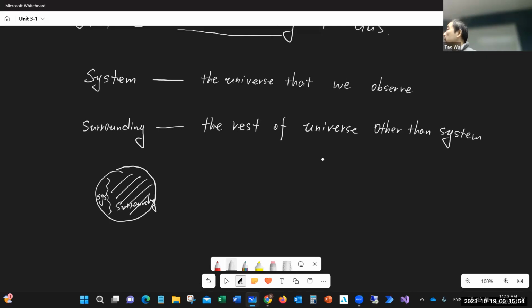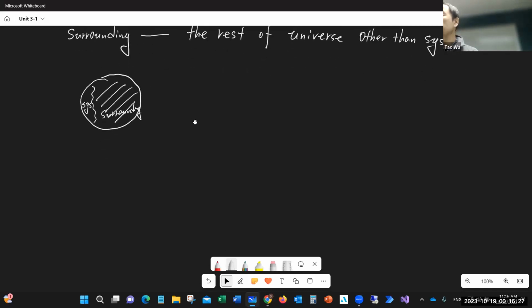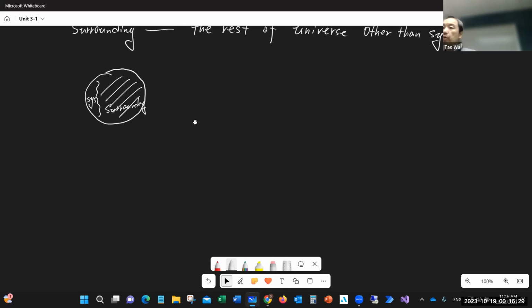Make sense, right? If we observe what happens inside of this container as the system, then the rest of the others, not just the rest of this room, maybe the rest of this building, maybe the rest of the whole earth, maybe the rest of the whole universe, is called the surroundings. Are you clear? Okay, so that's the difference between surroundings and system.